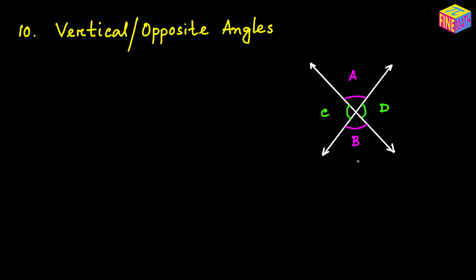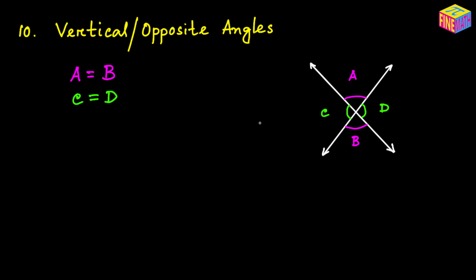Now angle A and B are called vertical angles or opposite angles, and they have a relationship. Actually A and B will be equal. So if you are talking about vertical angles, they are equal to each other. So angle A and B will be equal. Similarly angle C and D will also be equal. That's the nature of vertical angles or opposite angles.